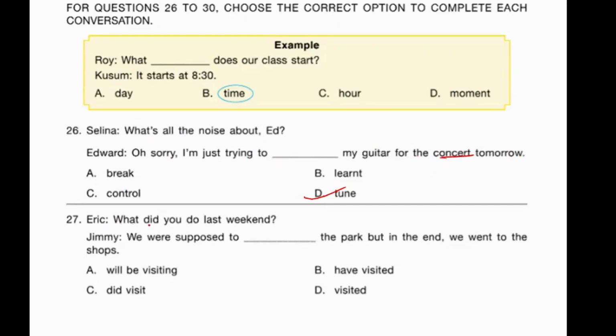Next, Eric, what did you do last weekend? Jimmy: We were supposed to dash the park, but in the end, we went to the shops. So this is something that was supposed to happen. It can't be will be visiting. That thing had to be completed at that time. It means we have to use the perfect helping verb along with the main verb. So we were supposed to have visited the park, but in the end we went to the shops. This is how we have to fill this blank.